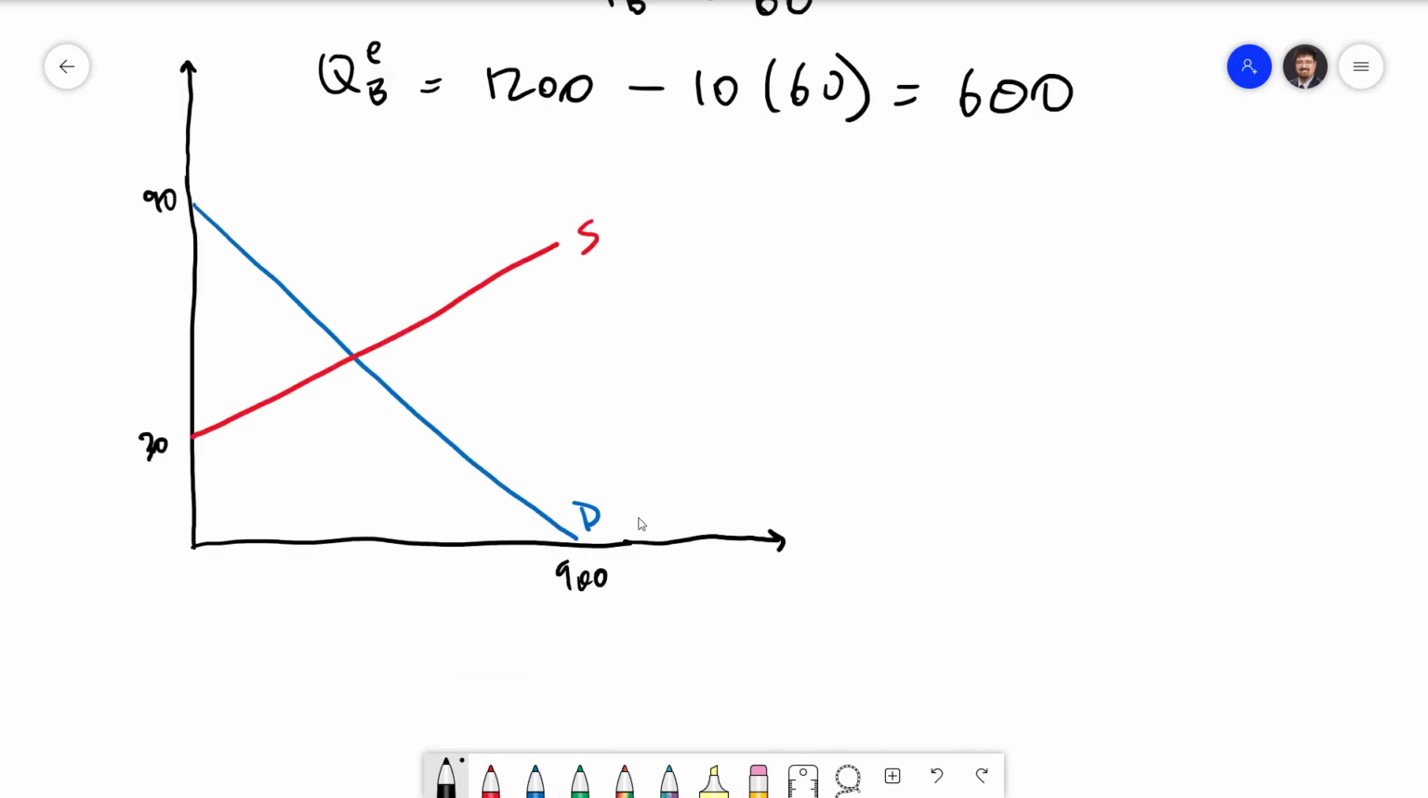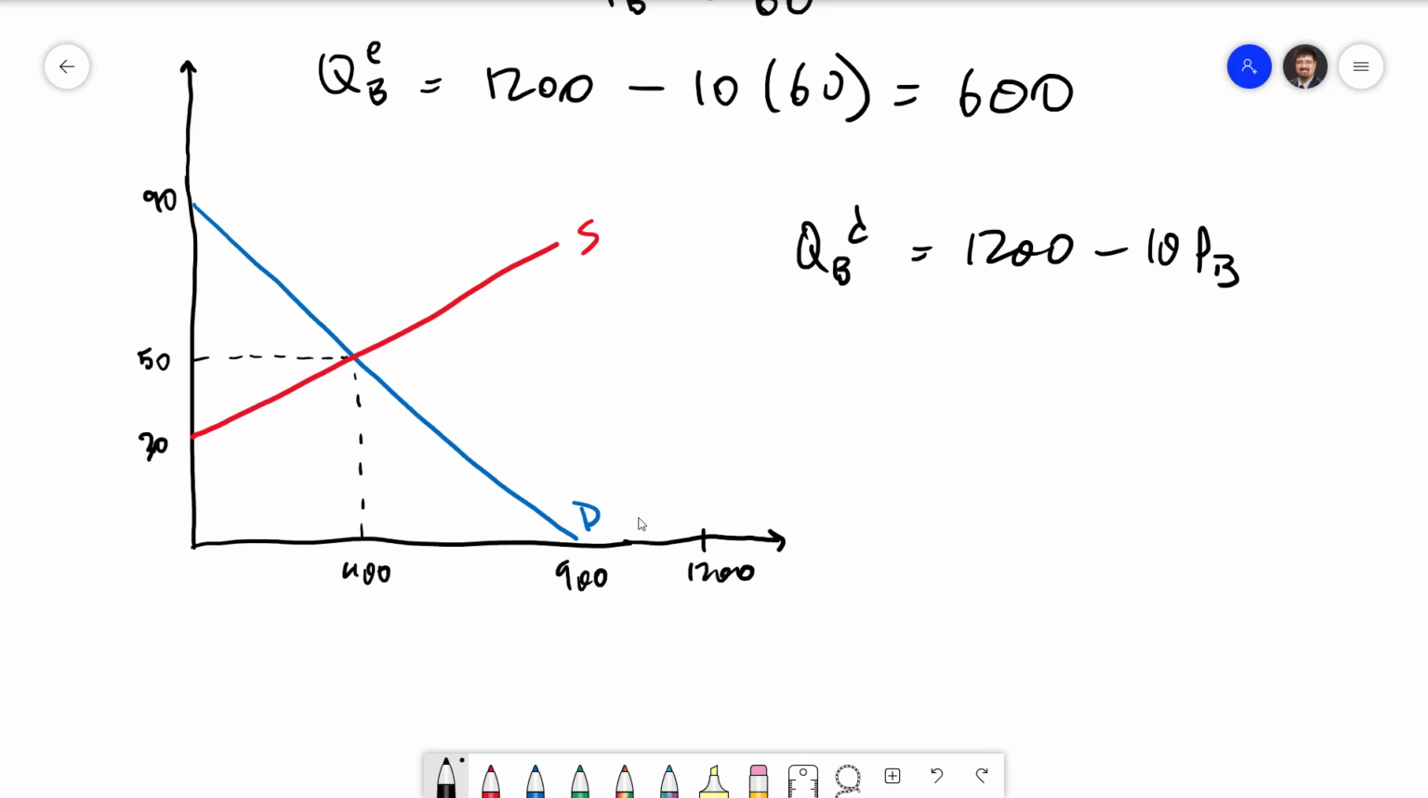I've gone ahead and redrawn our original supply and demand curves. We'll mark out the old equilibrium again, which was 50 and 400. Our new demand curve is 1200 minus 10 PB, meaning that our quantity intercept is now 1200, somewhere about here, and our new price intercept is going to be 120, 1200 divided by 10. That's going to be somewhere over here. It's going to be a parallel shift to the right of our demand curve. It's going to look something like this.